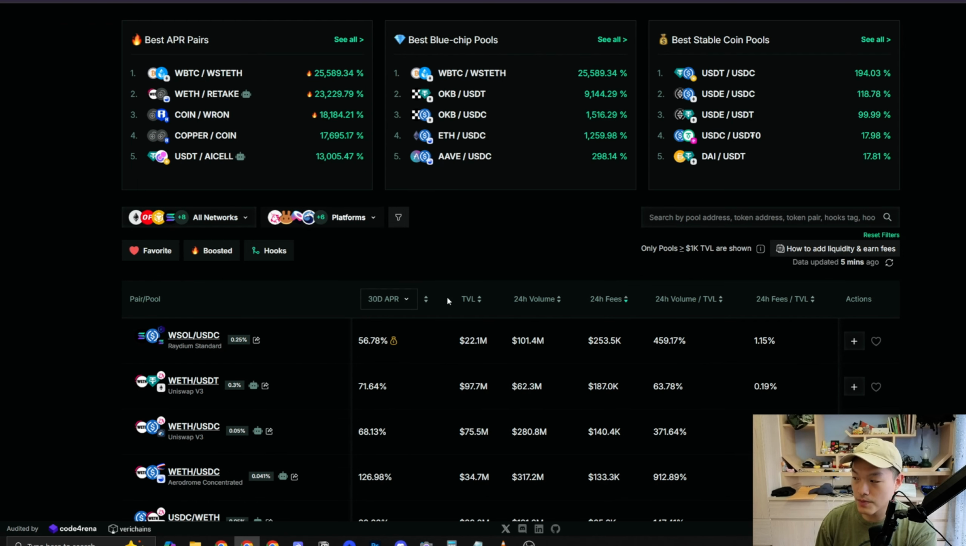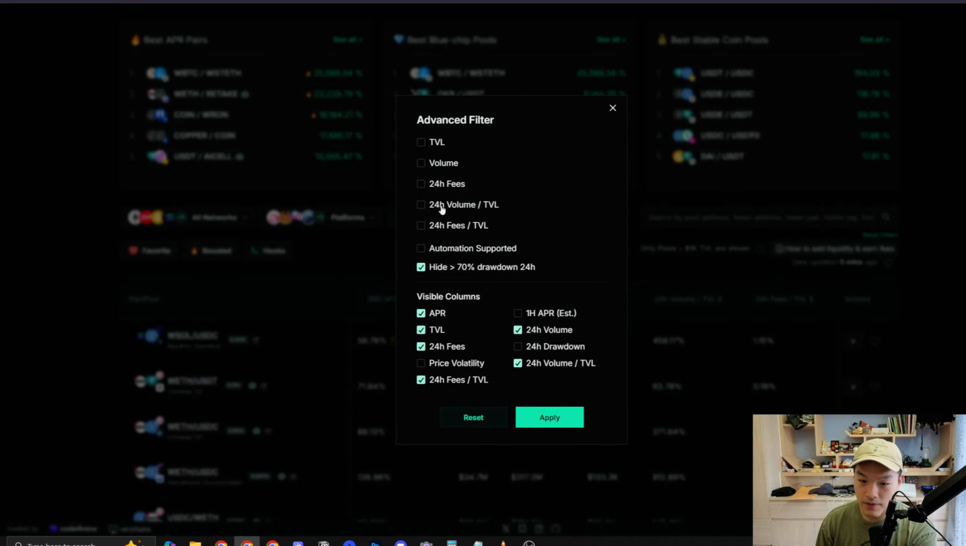So before I dive into different pools, I want to set my filters. I personally like to tick off this 1 hour APR because I'm a mid to long-term investor. I don't really care about the 1 hour APR. I could keep the normal APR tab on, the total value locked, the volume and the fees. I also don't really look at the drawdown or price volatility, because I prefer using other platforms like TradingView to look at my charts. Then I can turn this on as well, the volume to TVL ratio. But really what we care about the most is this 24-hour fees to total value locked ratio. And I'll explain why in a second.